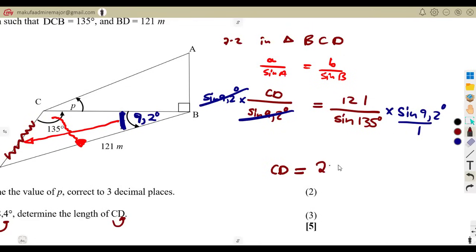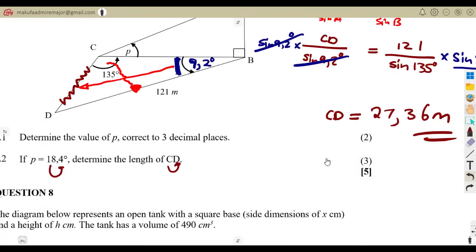It was going to be 27.36. Remember, this is in meters. The length is taken in meters. So that's it. Just like that.